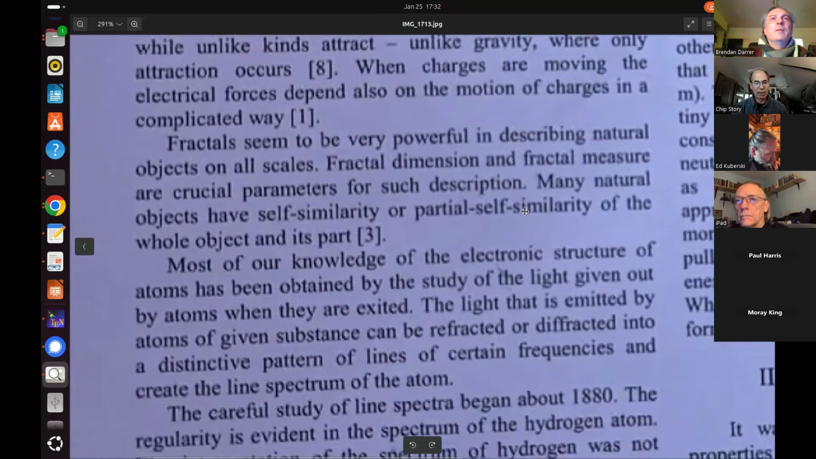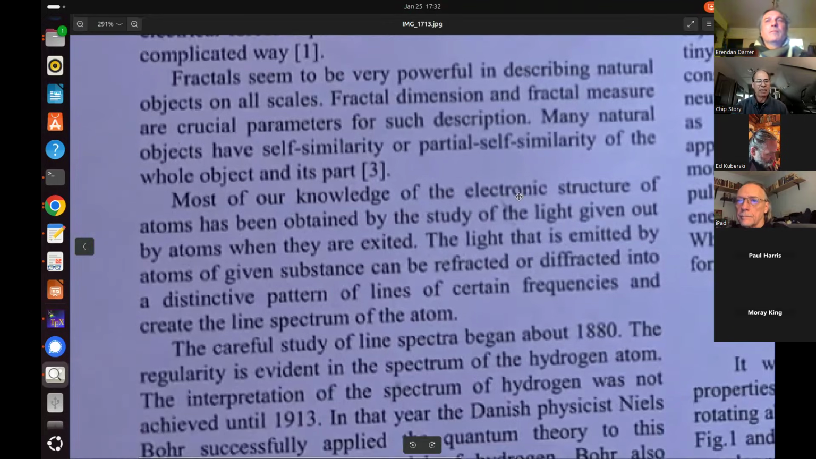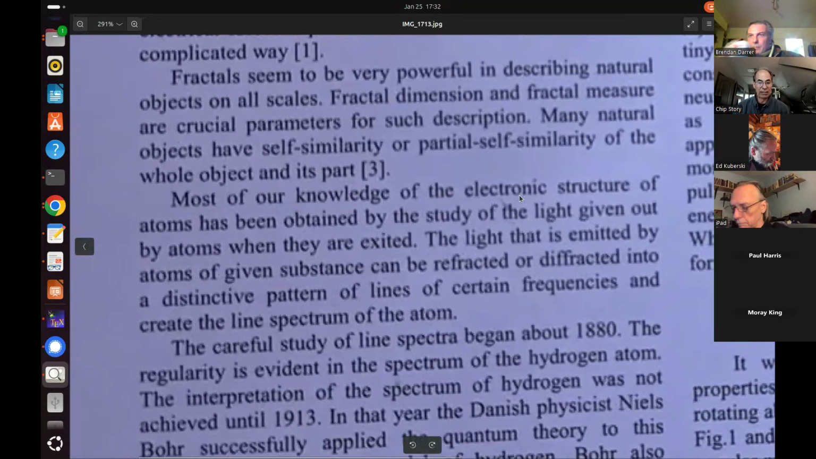Fractals seem to be very powerful in describing natural objects on all scales. Fractal dimension and fractal measure are crucial parameters for such description. Many natural objects have self-similarity and partial self-similarity of the whole object and its part.